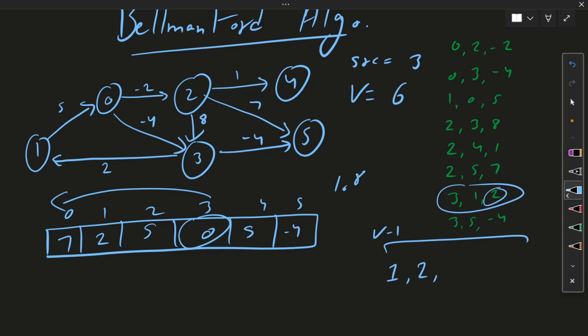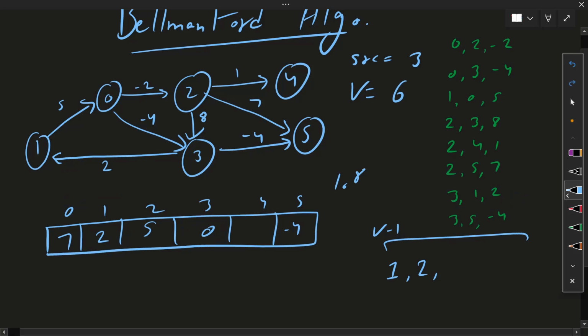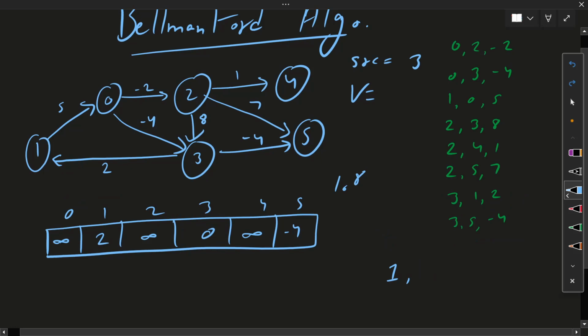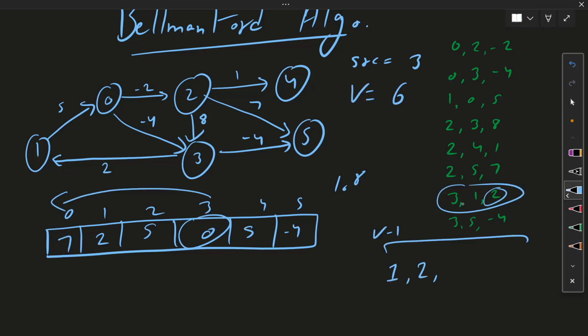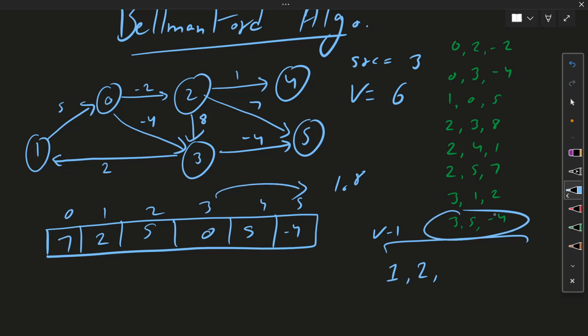So I think I have made a mistake. So let me undo this. 3 to 1. Okay. No, no, no. So we have 3 to 1. But this I am pointing to 0. So we have 3 to 1. So 1 is this 0. Then 2. So the total cost will be 2. 2 is already there. Then 3 to 5. Minus 4 plus 4 plus 0, which is minus 4. So minus 4 is already there. No need to worry. The third iteration is also done.